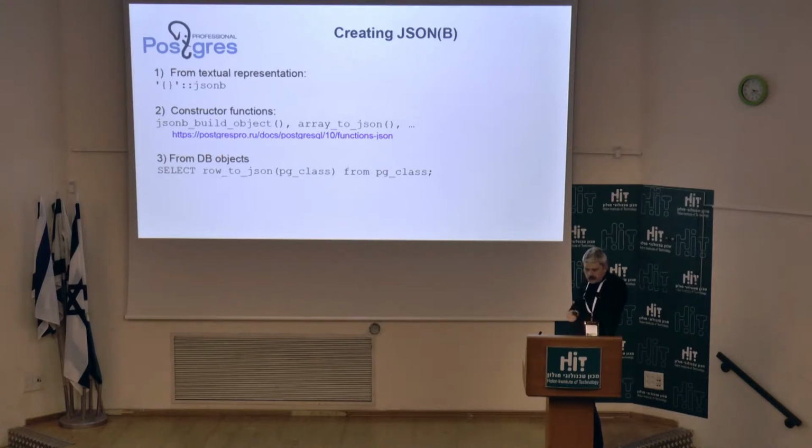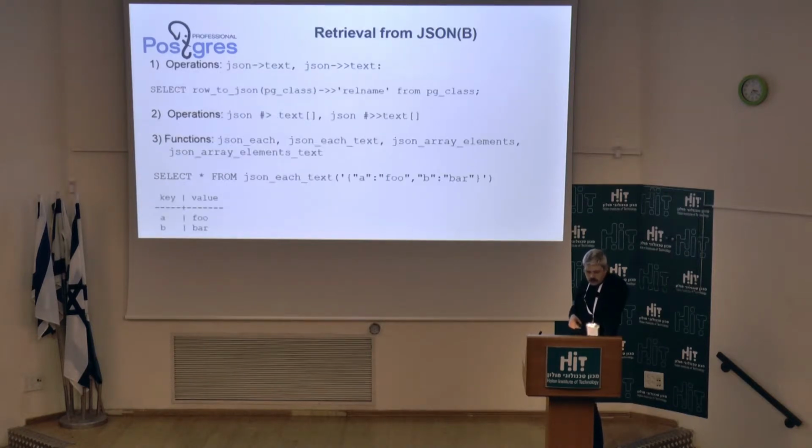Okay, so how to create JSON and JSONB? First, you can convert it from textual representation, or you may use constructor functions, so you may convert database structure to JSON structure. How to retrieve information from JSON, JSONB? There are operators right arrow and right arrow arrow. The difference is that the first of them extracts JSON and the second extracts text. There are two different operators because each operator in Postgres needs to have some definite data type it returns. Okay, so here are examples.